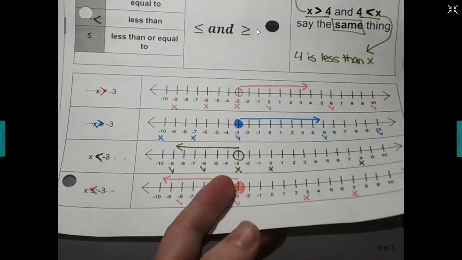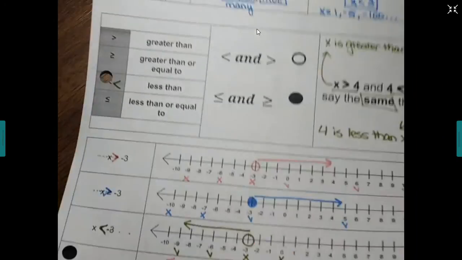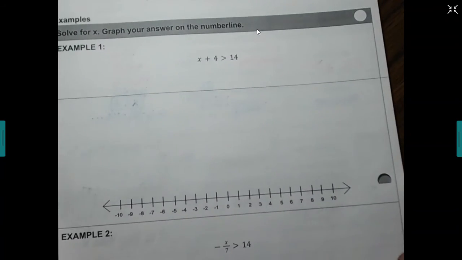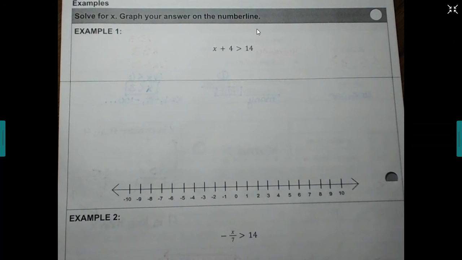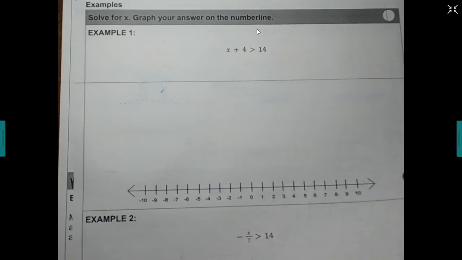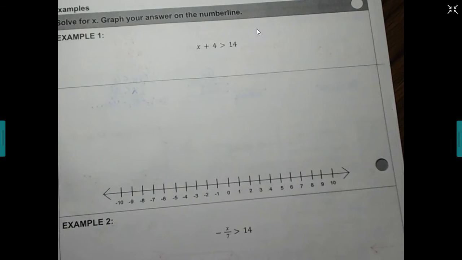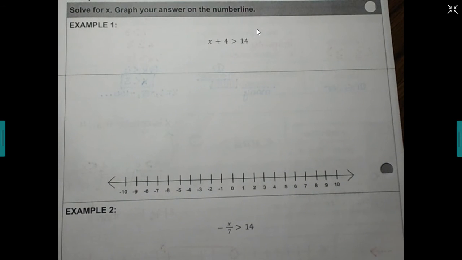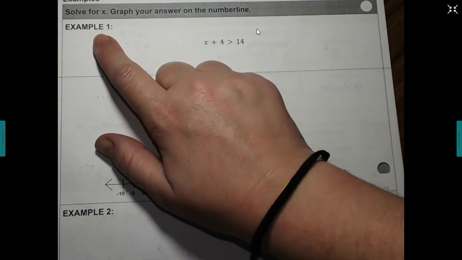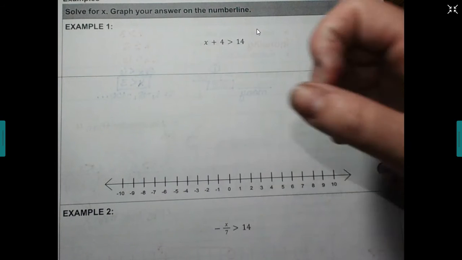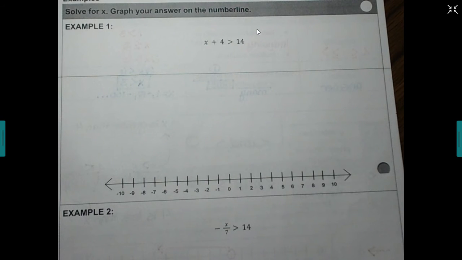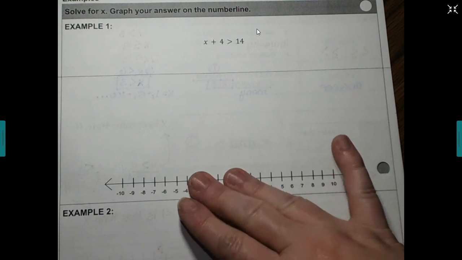Let's go ahead and do some problems, shall we? Which color do I have? Let's do some examples. Which color am I on there? Blue. Okay. So, example 1. These all say solve for x, graph your answer on the number line. We are not going to graph our answer on all these because I goofed up just a little bit on the numbering, so we're only going to graph the first one.